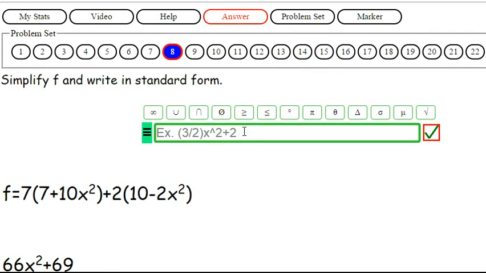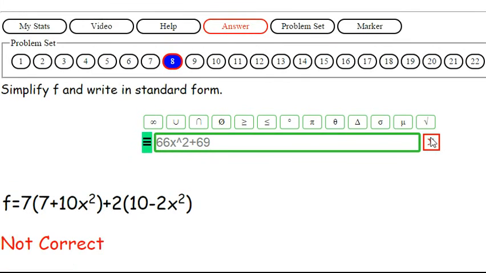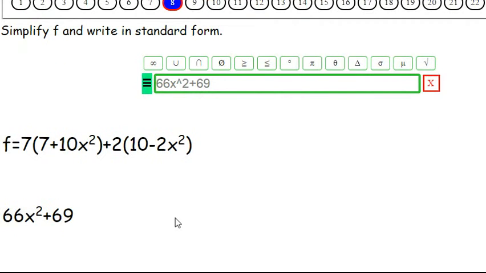Okay, 66. You know what? We're going to go ahead and just type that in up here. 66x squared. I should be checking all these, but I tend to get a little tired on that. Hopefully, if you see anything wrong. Whoa, not correct. That's what I'm talking about. 66x squared plus 69. Oh, crap. I wonder what the problem is.